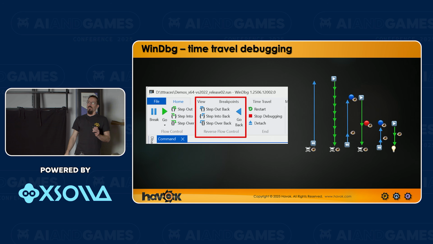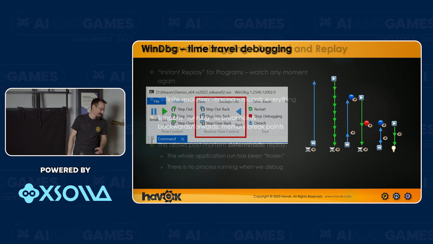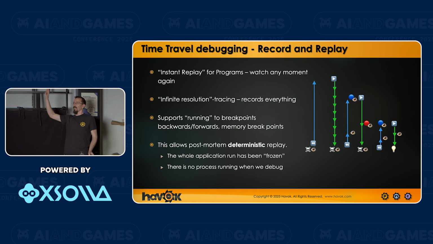This is amazing. Why is no one using that? Or not that many people. So it's a surprise often to people that this exists. So this is the instant replay for all of this. Infinite resolution tracing, backwards, forwards, memory breakpoints, deterministic post-mortem debugging. The process is not live anymore. We have a recording, so we can hand it around. We can give it to our friends. Why is no one using this?